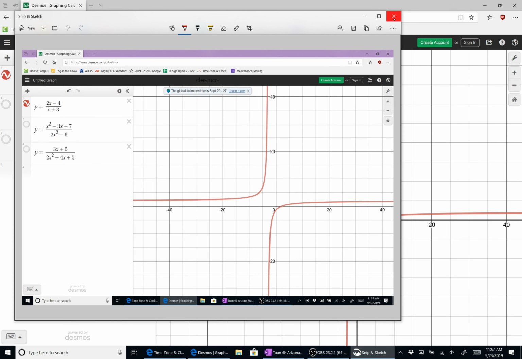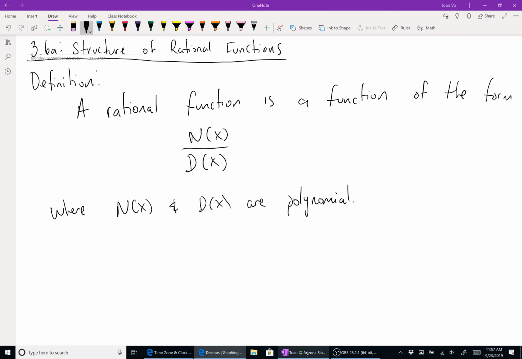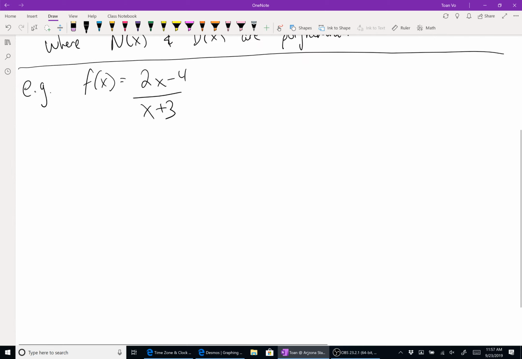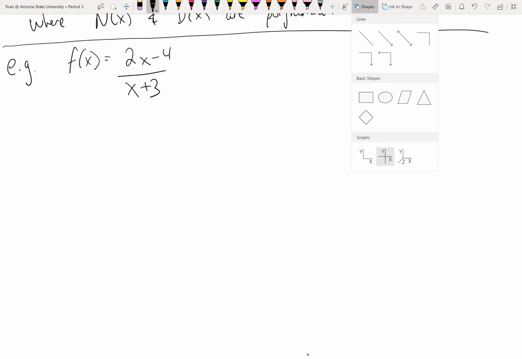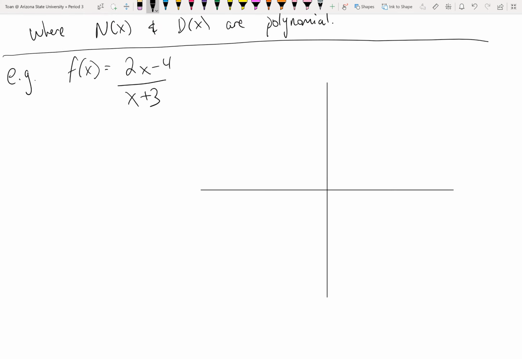So let's say I want to take this guy here. Let's just go ahead and do a quick sketch. So it's 2x minus 4 over x plus 3. So if I were to take a look at f of x equals 2x minus 4 over x plus 3, I'm not going to draw any tick marks. We're not going to draw any numbers. This is just a rough sketch. But we saw something that looked like this. Again, just a rough sketch. Something that looked like that, right?